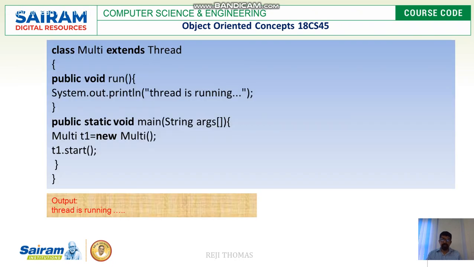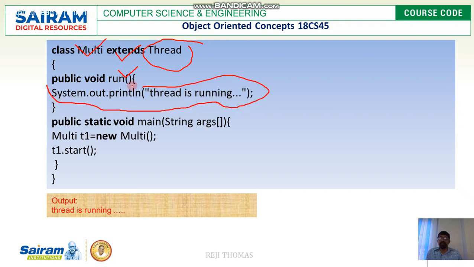Now let us see a small program which extends the class called Thread. We can find the class called Multi. This extends the class called Thread. So Thread is a superclass, and we are going to override the run method. What I'm going to do is just print a statement, nothing else. I just want to print "thread is running".